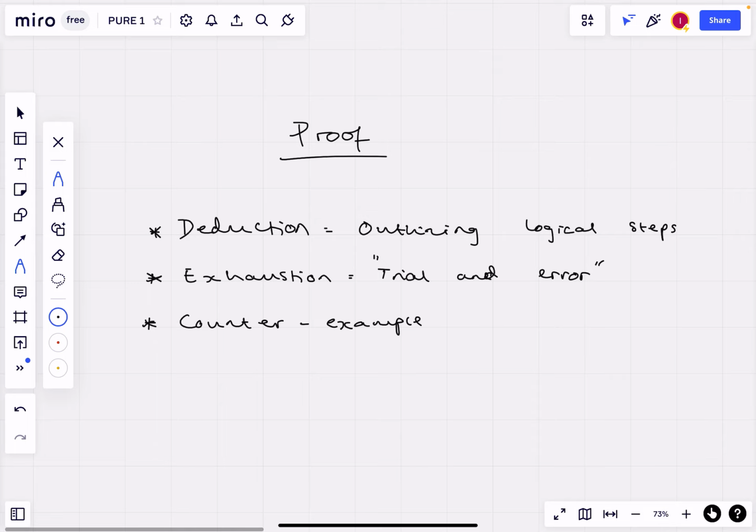Okay? The last one is counterexample. So proving untrue would be counterexample. So if they're asking you to prove something is the case, you can prove why it's not the case. I hope that made sense. That's a little confusing, but yeah, that's essentially how it works. The best way to really get an understanding of proof is to go through some questions.